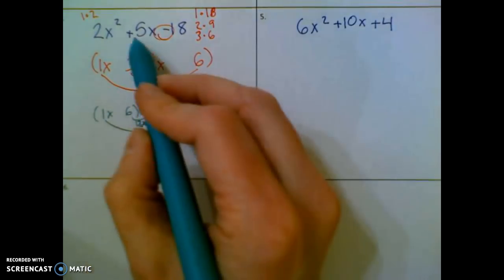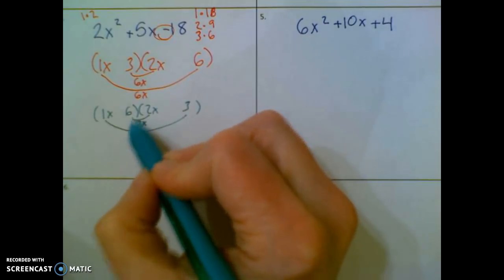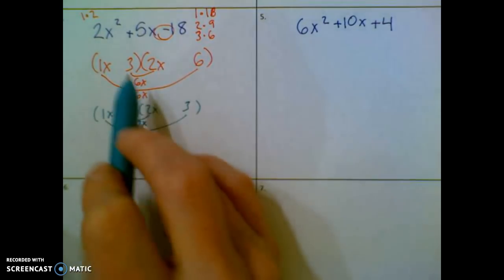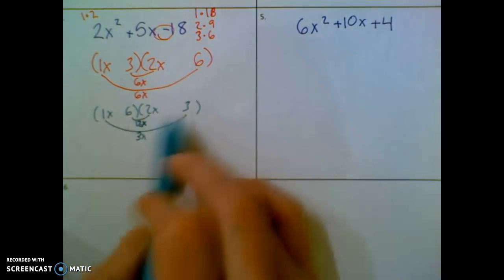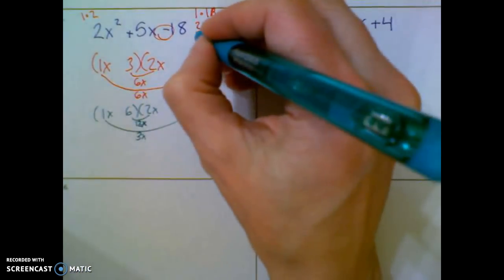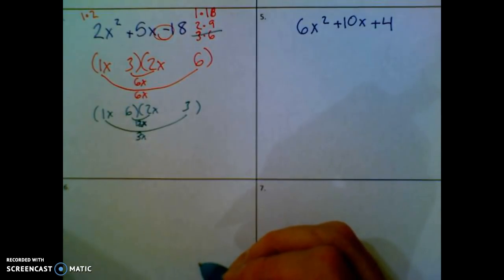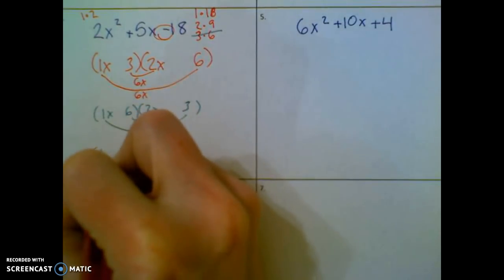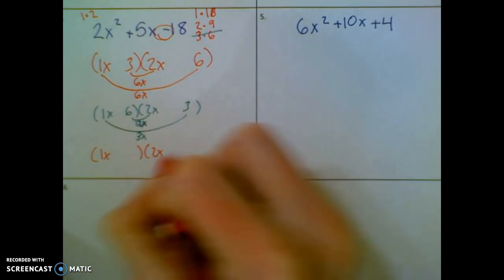12x and 3x can never give me a 5x. They can give me a 15x and a 9x, but not a 5x. So 3 and 6 and 6 and 3, there's no way either of those work. So I'm just going to go ahead and cross that off my list. Okay, so I'm going to go ahead and try 1x and 2x.